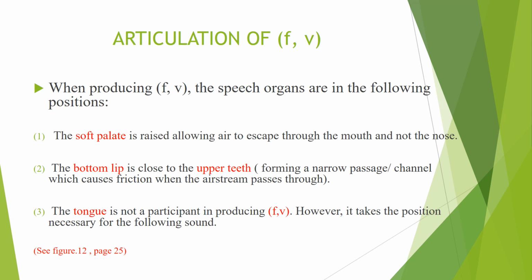Number 3, the tongue in the production of fa and va is not very important, it is not a real participant. However, it takes the position necessary for the following sound, for the sound that follows it. For example, if we say free, the tongue takes the position of ra or r. Now, if we say five, the tongue takes the position of the vowel I, and so on and so forth.